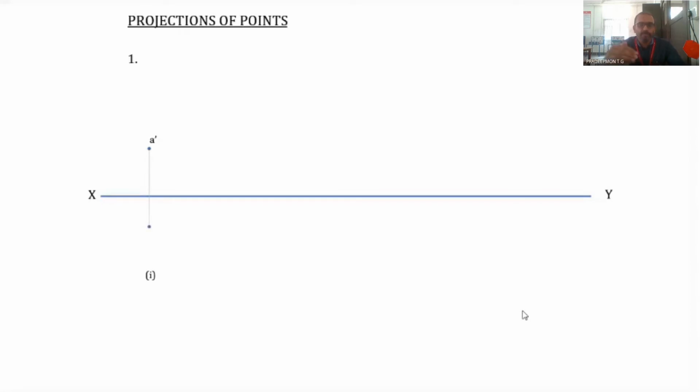Then likewise 15 millimeters below the XY line. Since the point is 15 millimeters in front of VP, this point is in front of VP as well as above HP, which falls in the first quadrant. You know, in the first quadrant the front view falls above the XY line and the top view below the XY line. So below the XY line means how much distance the point is in front of VP. That distance is marked in the top view. So this is point A.